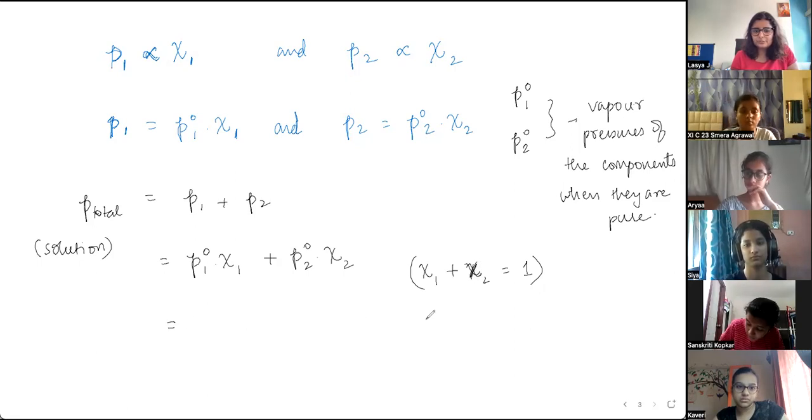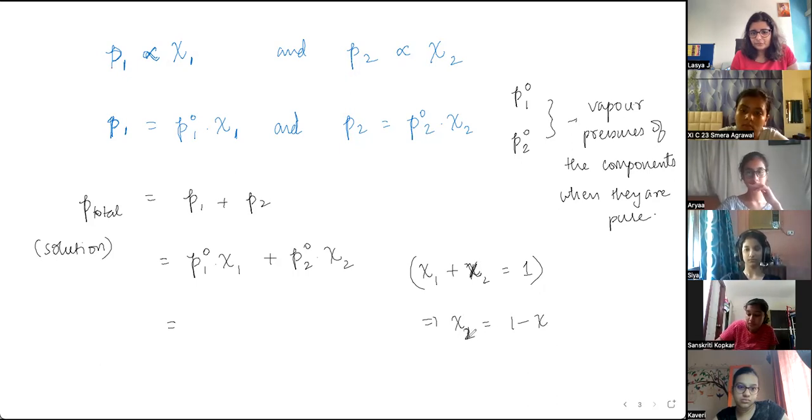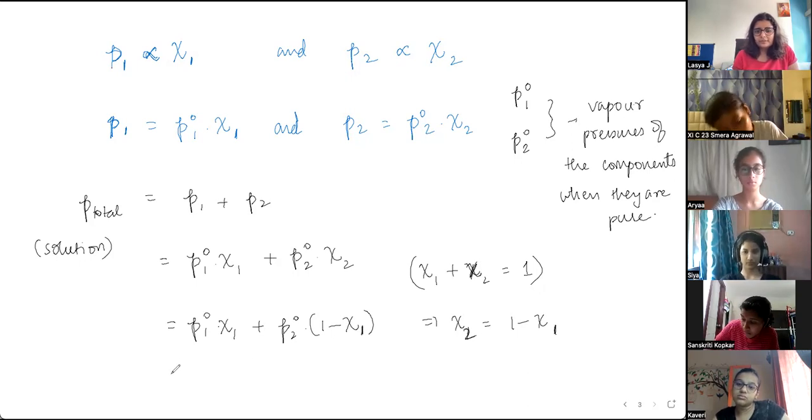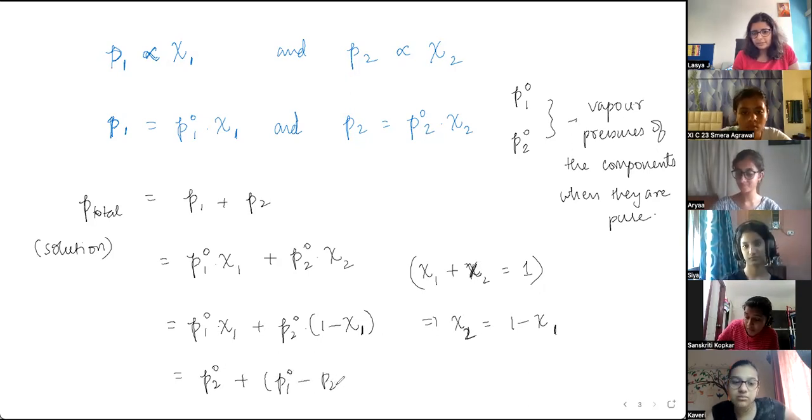So that will be equal to P1 naught into x1 plus P2 naught into 1 minus chi1. So just rearrange it. You'll get P2 naught plus P1 naught minus P2 naught times x1.